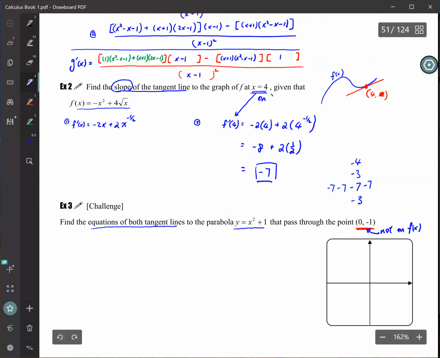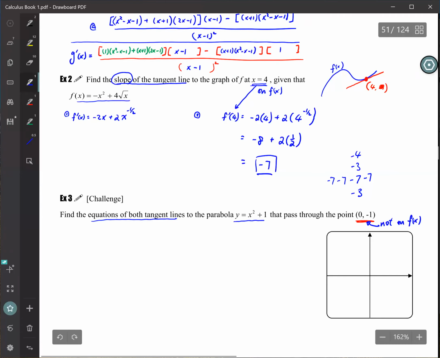On f of x. Okay, the second question, question 3, is not on the function. So that's why you cannot do the same way, right? If you plug in the 0, then the slope that you get is not the slope of the tangent, right? Because it's not even on the graph. Make sense? Okay, so for this one, let's draw it out, okay?